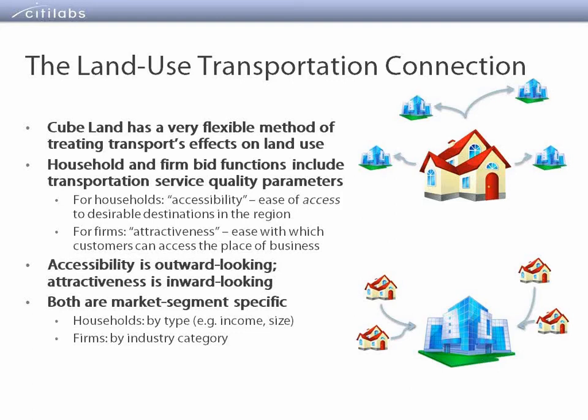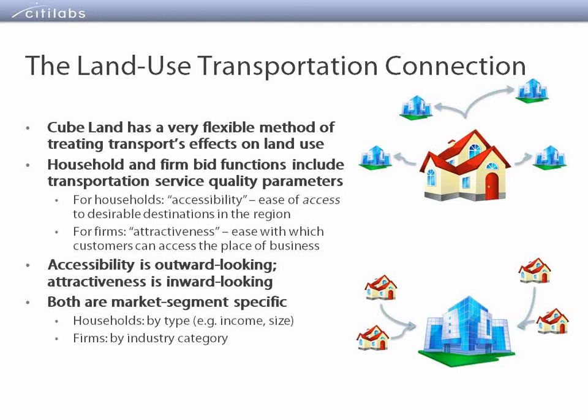Cubeplan has, as I mentioned, a very flexible method of treating transport's effects on land use, and this is one side of the land use transportation connection. Household and firm bid functions, as I mentioned, include transportation service quality parameters or measures. For households, this includes accessibility, ease of access to desirable destinations in the region, and for firms or jobs, this includes attractiveness or ease with which customers or other businesses that supply inputs to the industry can access the place of business. So accessibility is outward-looking and attractiveness is inward-looking, but both can be market segment specific.